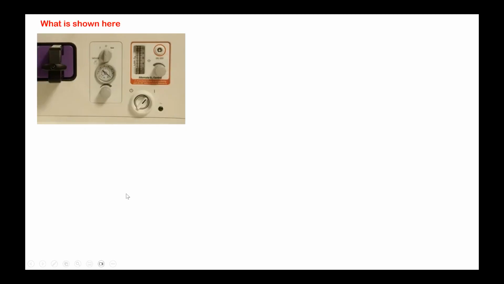What is shown in this? What are all the things that you are seeing? Are you able to read this? Main power switch, power supply, auxiliary. What is this?